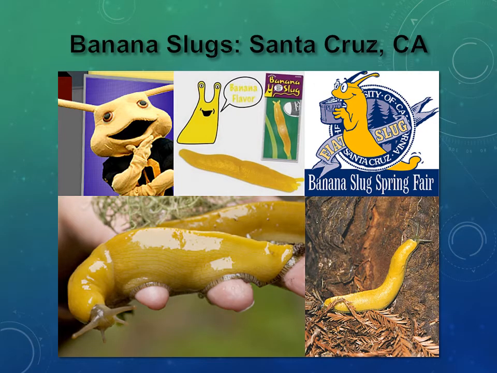Here's the banana slug. It's a mascot for a college out in Santa Cruz, so it's a school mascot. They're called bananas because they kind of look that way, but they can be a little more green or brown, which I guess real bananas can too.